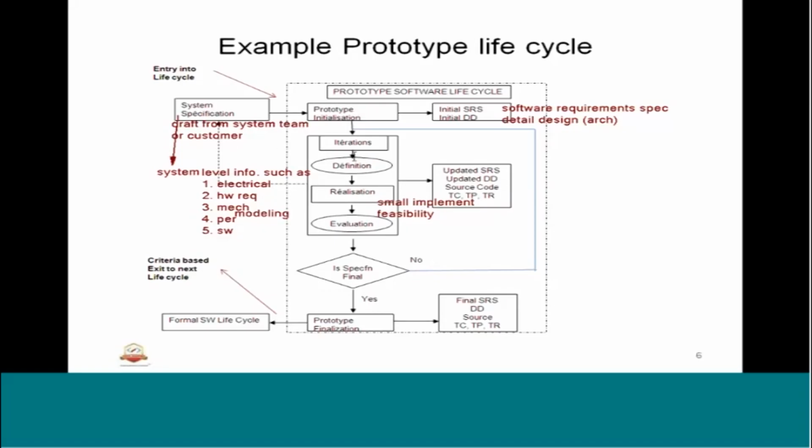Once this is done, specification will be reviewed or we will do an evaluation. So if the specification is final, fine; if it is not, then again we will iterate on that. Actually, iterations of defining specification items, how it can be realized. So we need to have a justification, feasibility, realization can be feasibility, etc.